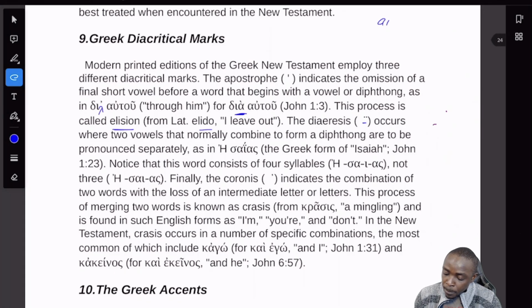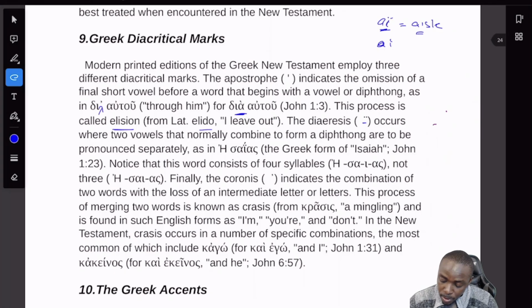you were already introduced to the fact that when you see alpha and iota together as a diphthong, they're pronounced as one sound. But now there are 2 dots over the iota, so you have to separate the pronunciation. So you have a-i, a-i. Ἠ-σα-ΐ-ας. So that's essentially what that is saying.